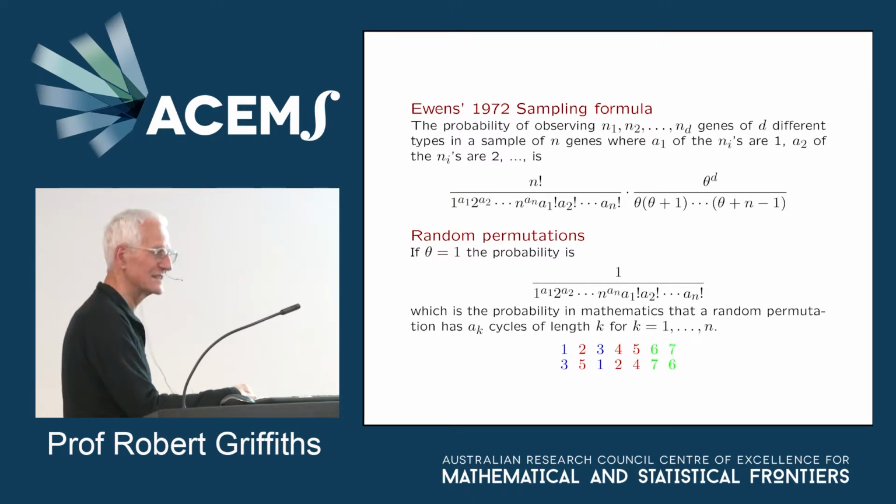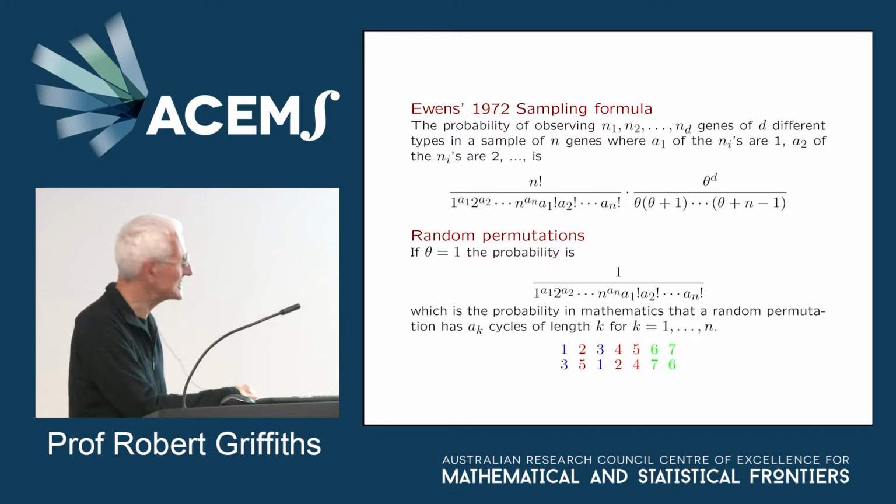And here's the idea of a cycle. If you write 1, 2 to 7 here, and you write a permutation underneath, there are 3 cycles because you go from 1 to 3, 3 to 1 again, back 2 to 5, 5 to 4, then 4 to 2 again, and 6 to 7, 7 to 6. So there's 3 cycles in that permutation.